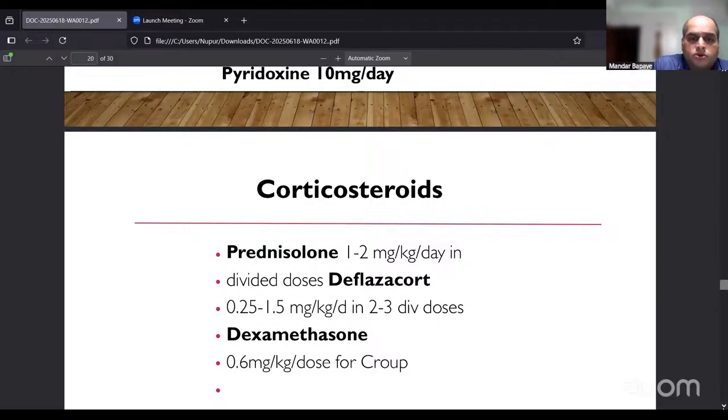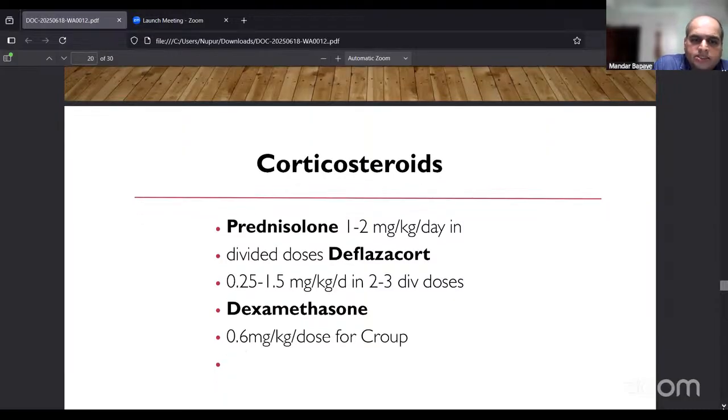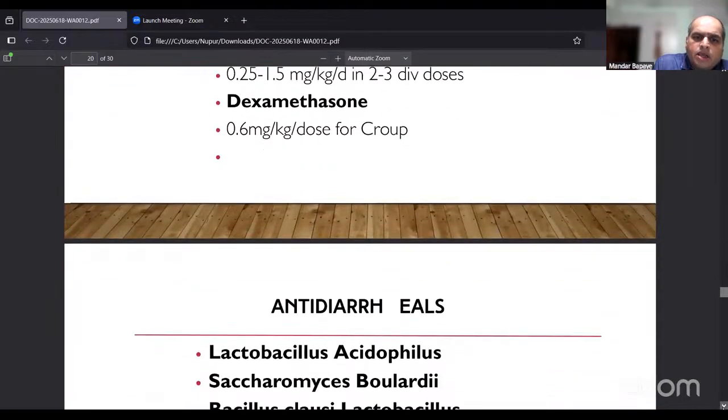Now, steroids should be given with caution. The number of days should be mentioned. It should be given post meals. The side effects should be explained, and it should always be given along with antacids or proton pump inhibitors. Then there is dexamethasone, which is given intramuscularly in cases of laryngotracheobronchitis, which is also called croup. The dose is 0.6 milligram per kilogram per dose, and usually we give it sometimes in OPD or sometimes in a daycare.